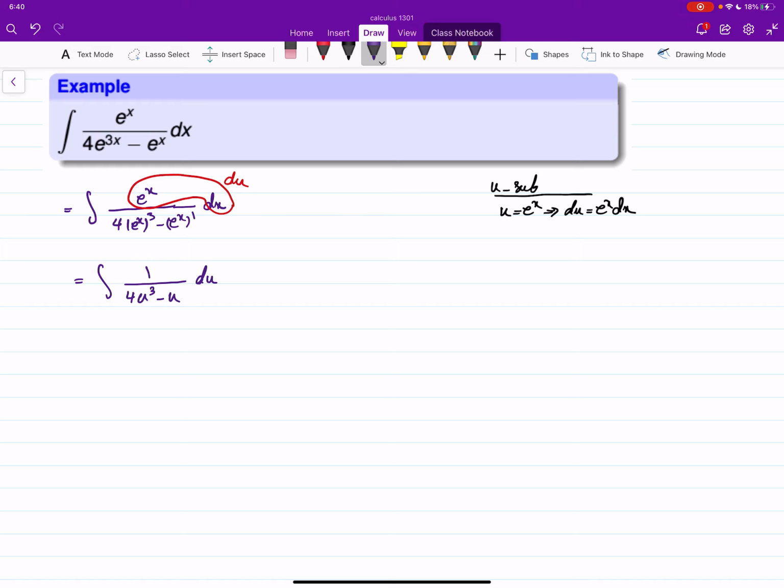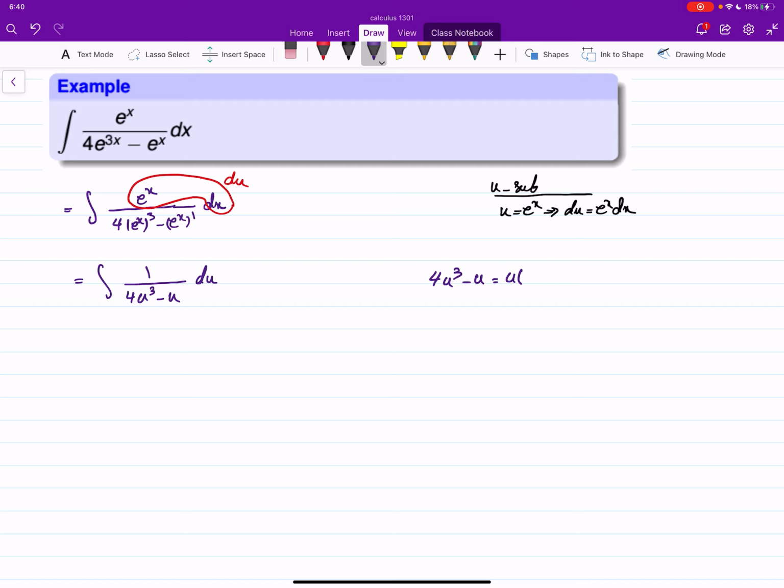Nice. Now I have a rational function. The degree of the numerator is less than the degree of the denominator, so we can go ahead and try to factor the denominator and find the partial fraction decomposition. So this I want to factor.